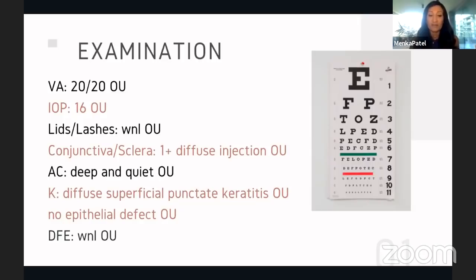And the dilated fundus exam, which is DFE, which is looking at the retina at the back of the eye. And that's when we kind of assess, is there any retinal pathology? Is there any optic nerve changes? And that's actually all within normal in this patient.